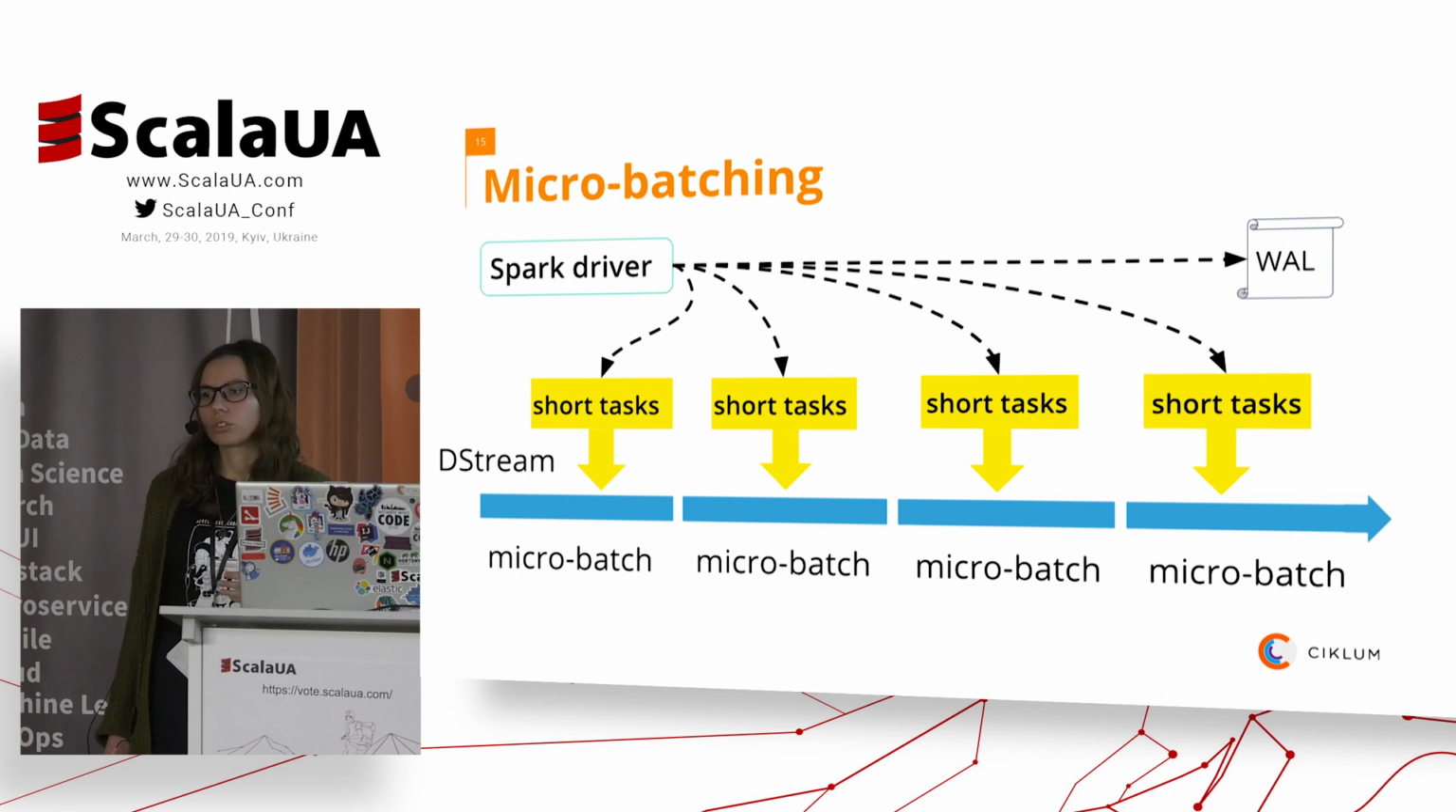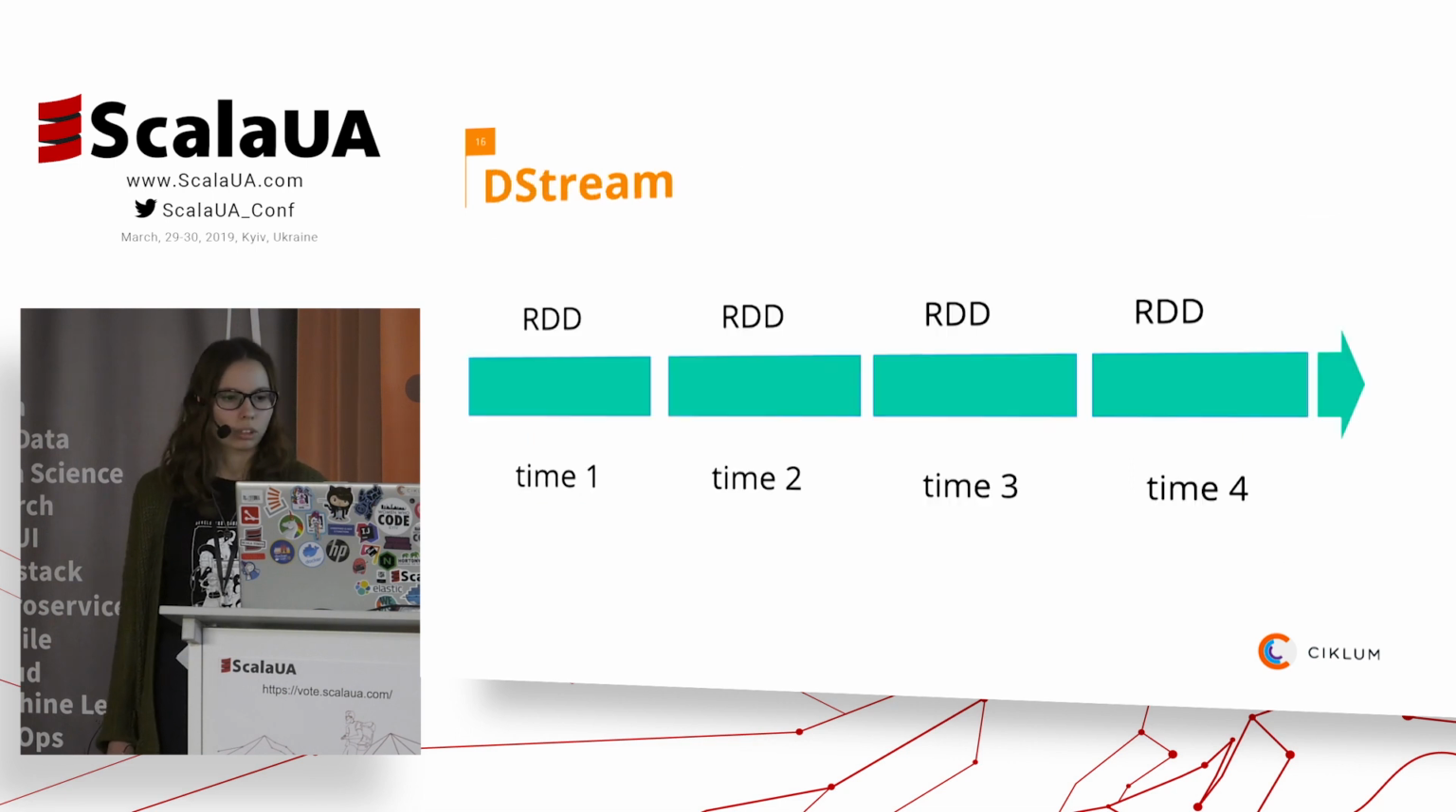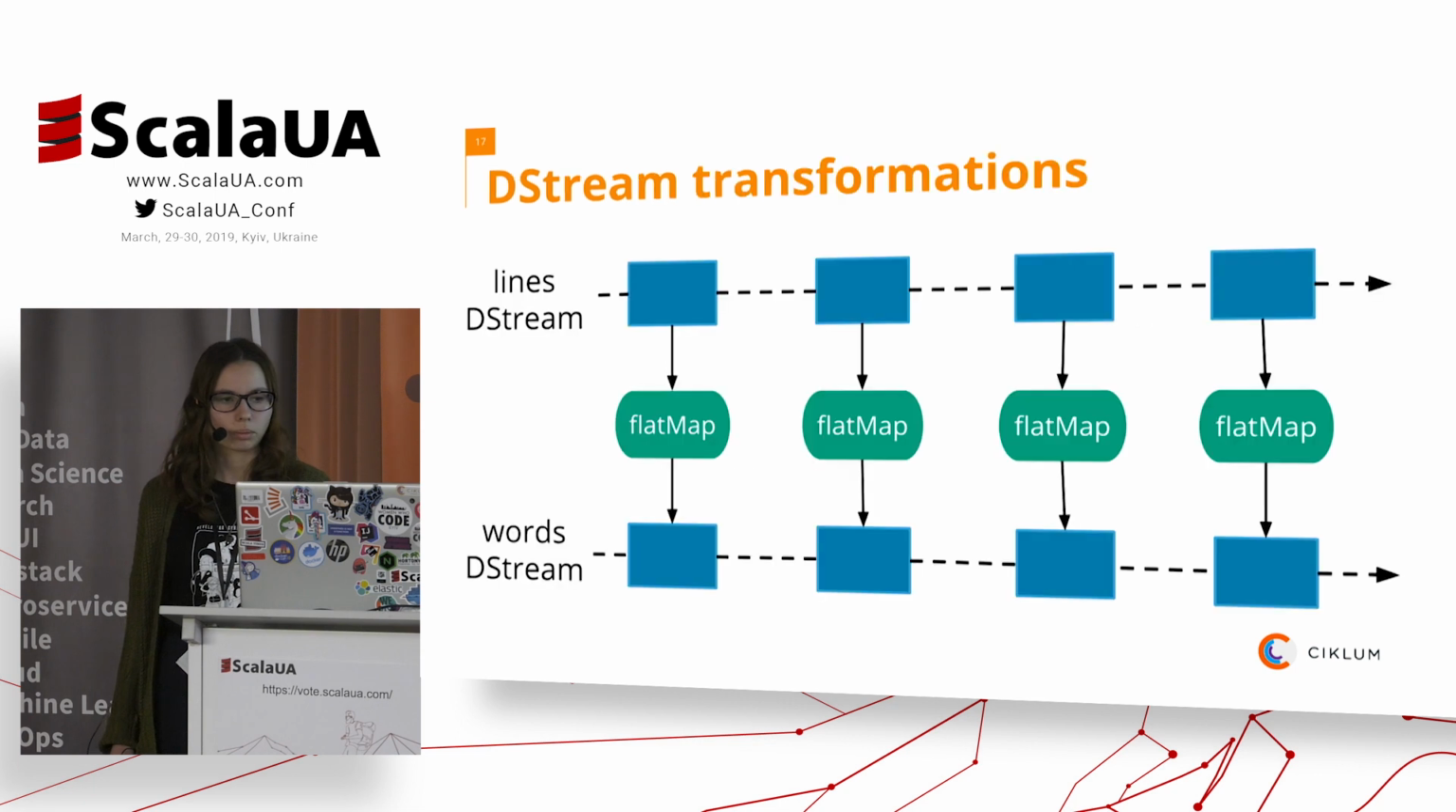Also, we usually launch some short tasks on each microbatch, and the stream itself is called a DStream if we work with the basic kind of streaming. As you can see, DStream is just a discretized stream. It's called in this way. And each microbatch is an RDD which contains some kind of type after each time interval.